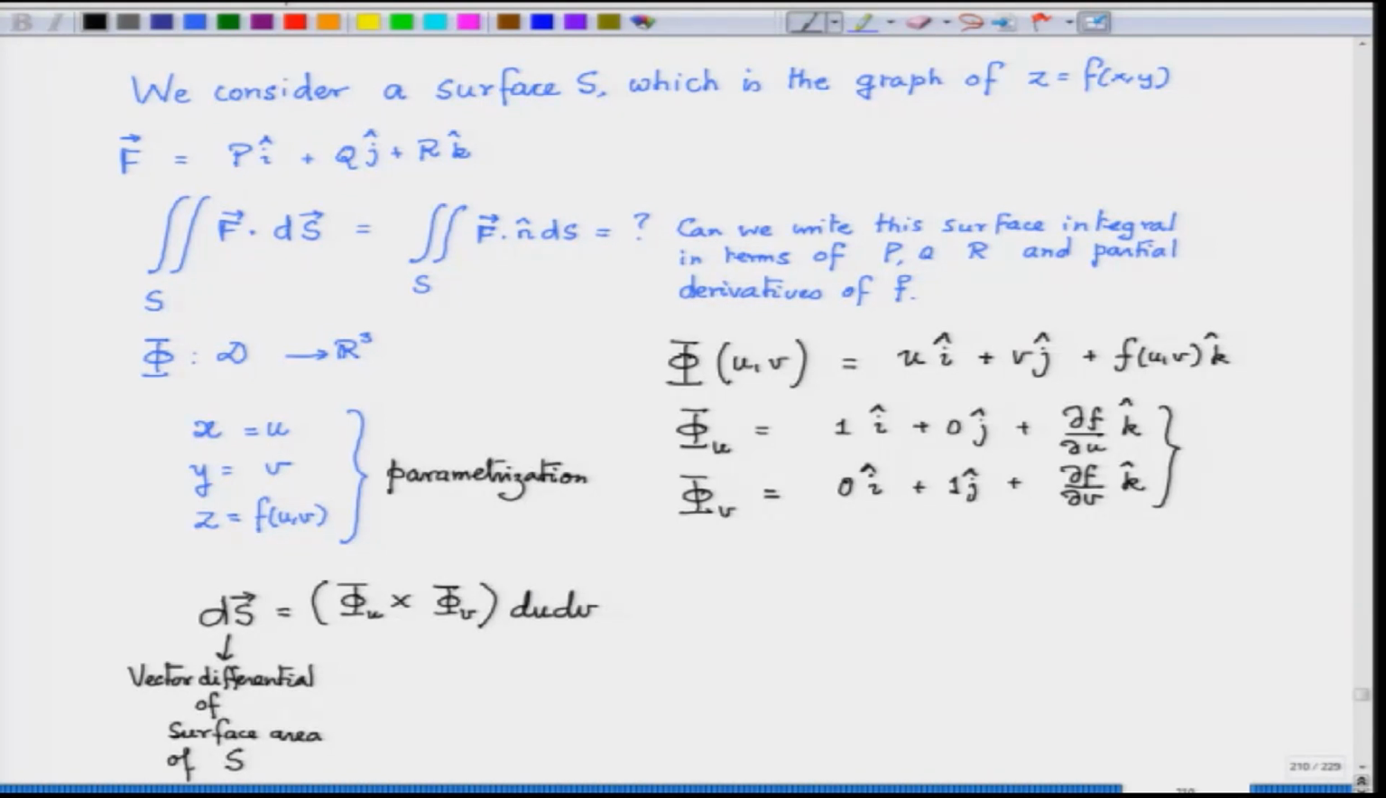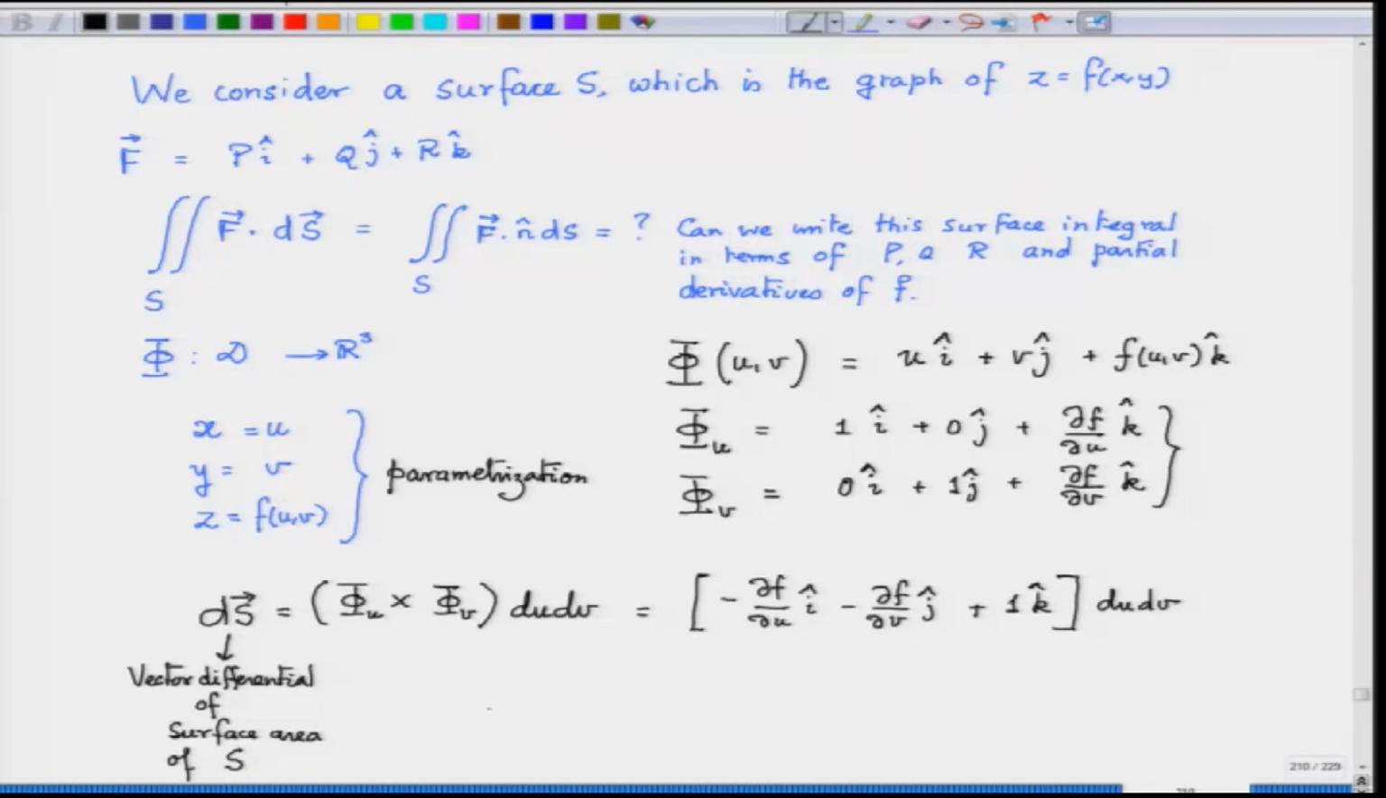Now, in this particular case, what is my phi u cross phi v? If I do it, that turns out to be minus del f del u i vector minus del f del v j vector plus 1 into k vector into du dv.